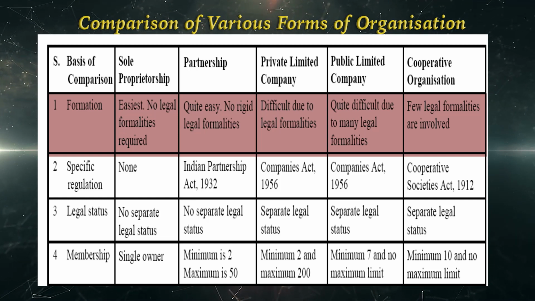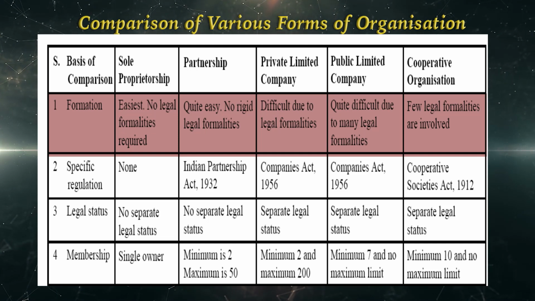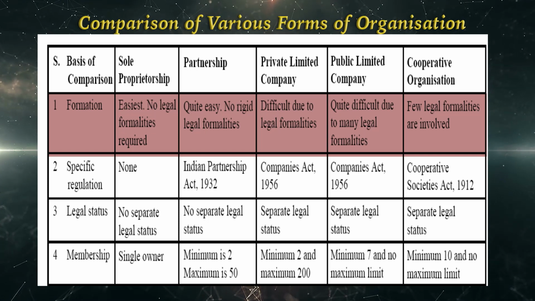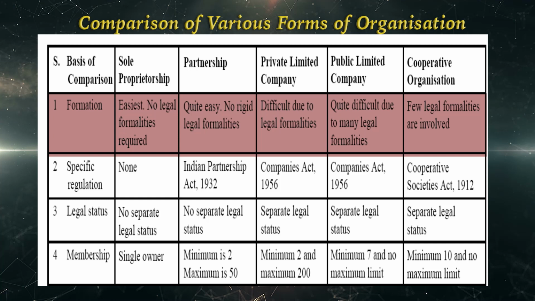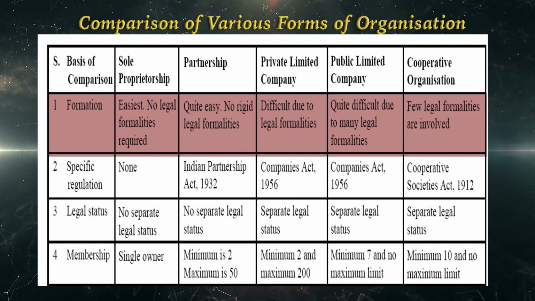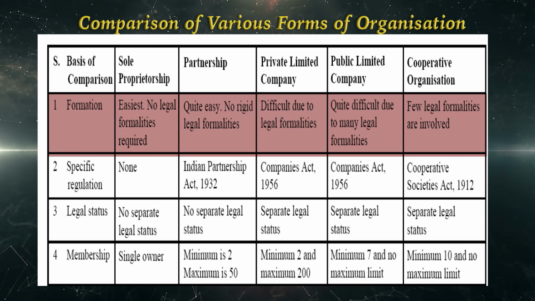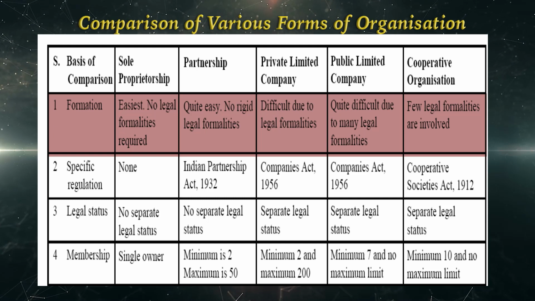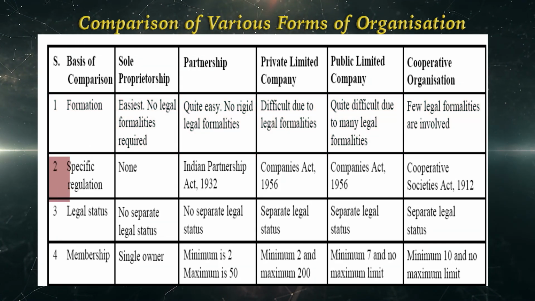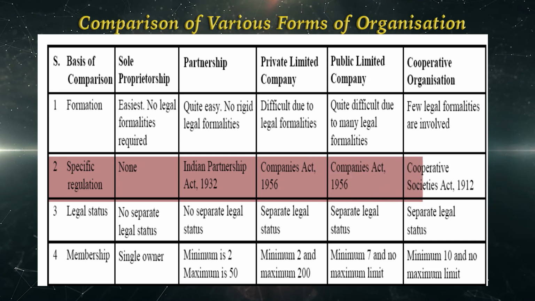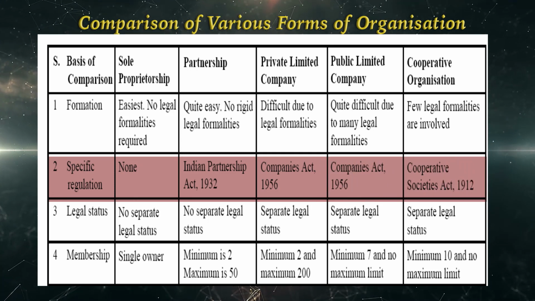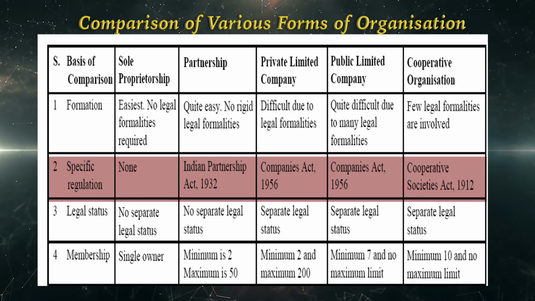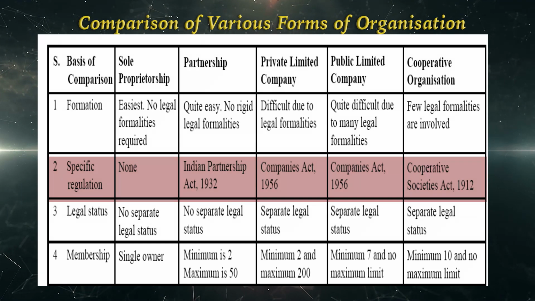Next is specific regulation. Under the sole proprietorship, there is no specific regulation. Under the partnership, you need to run the business as per the Indian Partnership Act 1932. Under the private limited company, you need to follow all the regulations related to the Companies Act 1956. Under the public limited company also, you have to follow the regulations of the Companies Act 1956, and the cooperative form of organization is run under the Cooperative Societies Act 1912.